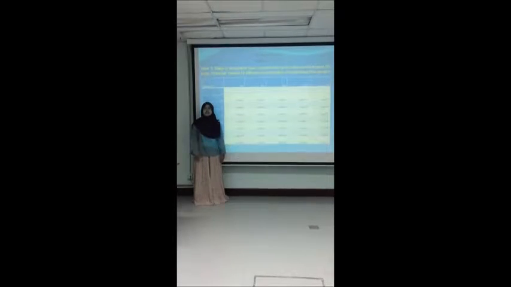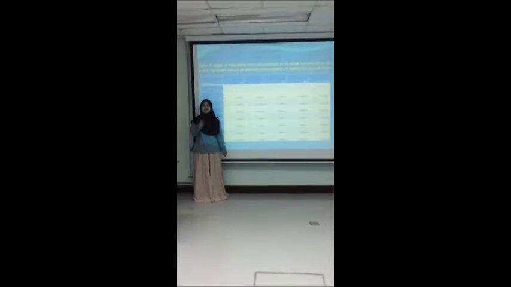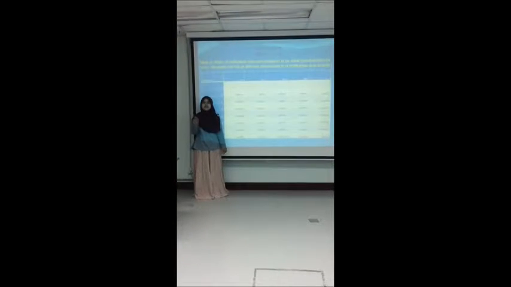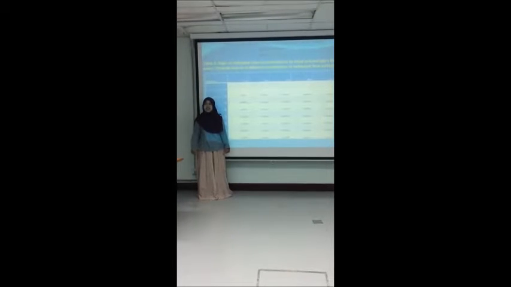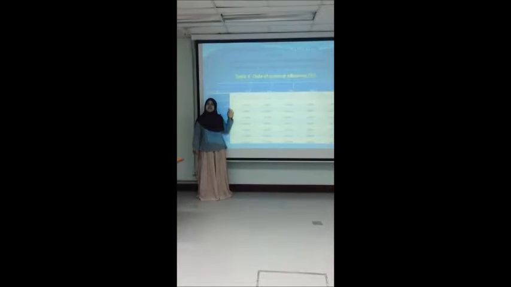And then, for the next one, we're looking for the ratio of methylene blue concentration to its initial concentration. The formula is ratio equal to Ct over C0. Ct is for each of the time interval and C0 is for the initial concentration. And then we put it into the table.